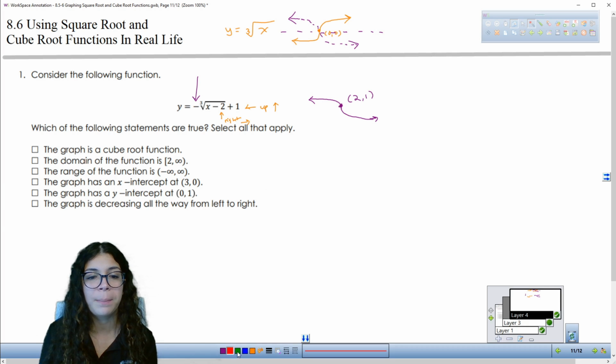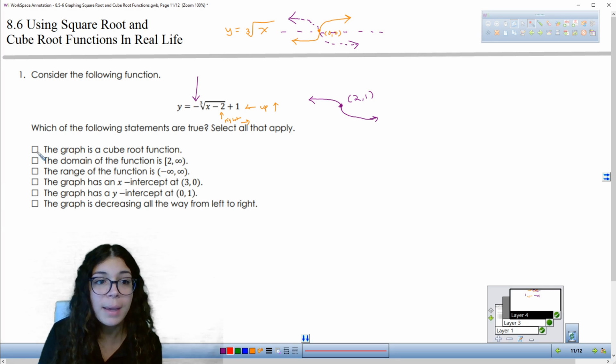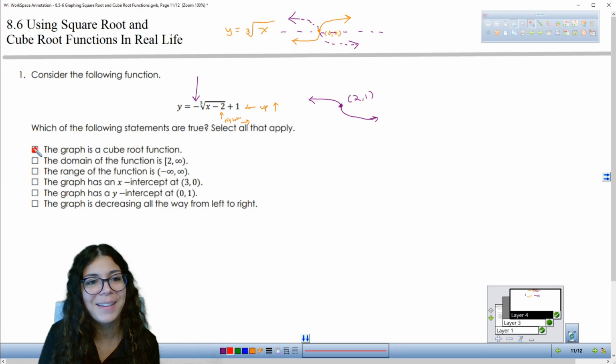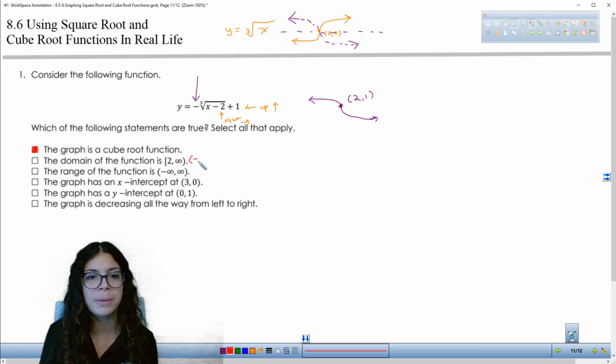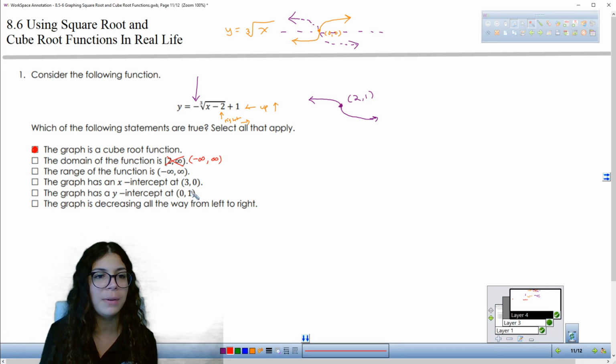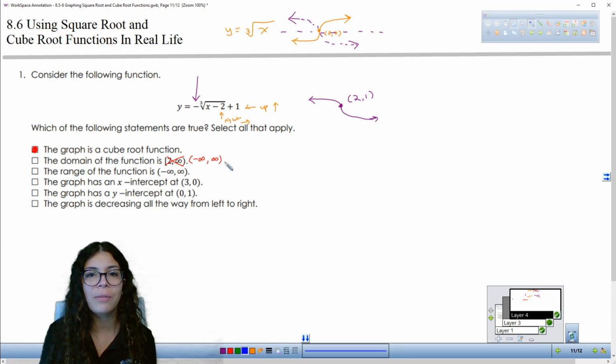Select all that apply. The graph is a cube root function. Well, that's easy. Yeah, it is. Okay. The domain of the function is from 2 to infinity. No. Arrow on the left, arrow on the right, all real numbers. So the domain should be negative infinity to positive infinity, so that's incorrect. The range of the function is negative infinity to positive infinity. Yep, arrow on the bottom.